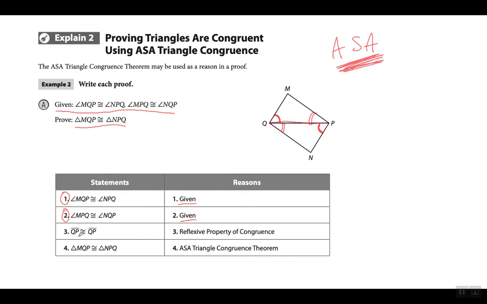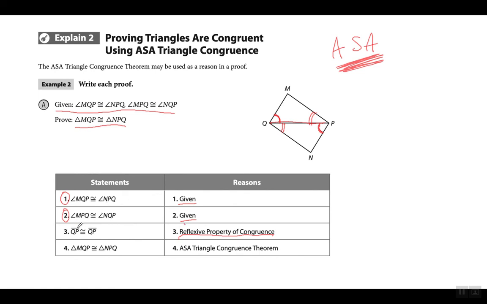Okay, segment QP is congruent to segment QP using what reason? The reflexive property of congruence. Look, you probably already forgot because it's been a few lessons since we saw that, but when we saw it, I mentioned that it comes up a lot. And this is how we end up using it, okay?